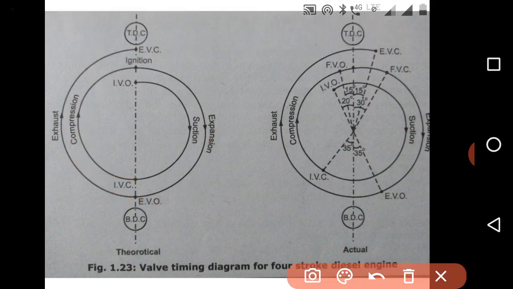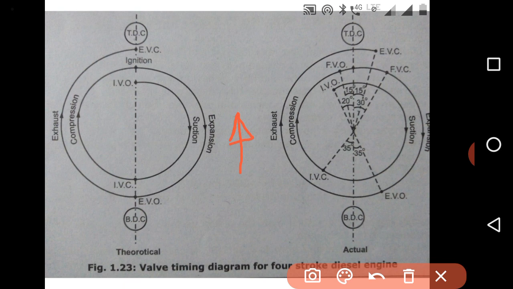Now, if we follow the theoretical valve timing diagram, we cannot produce high power, and the engine will not perform better. So for better performance of the engine, what is the requirement? We have to increase the volume sucked by the cylinder. That is our one objective, and that objective is very important.